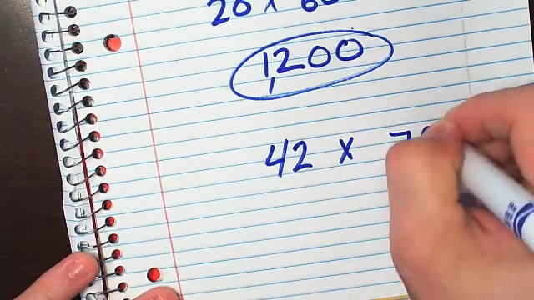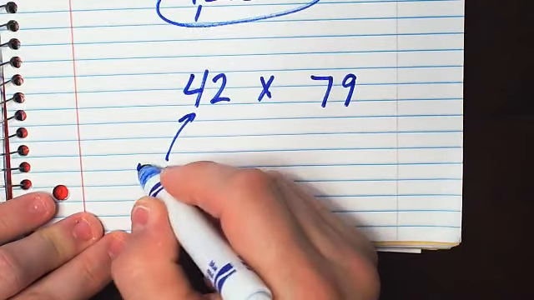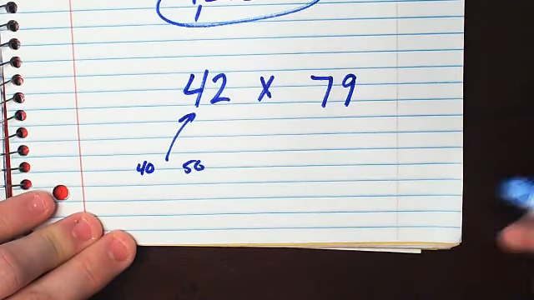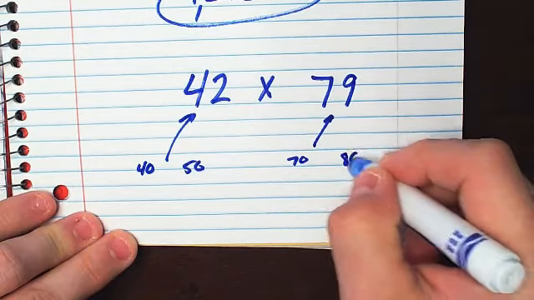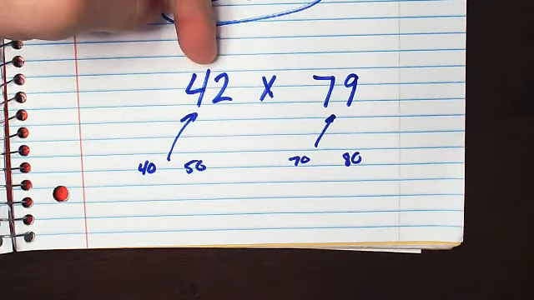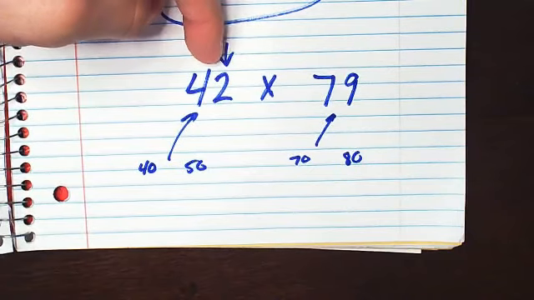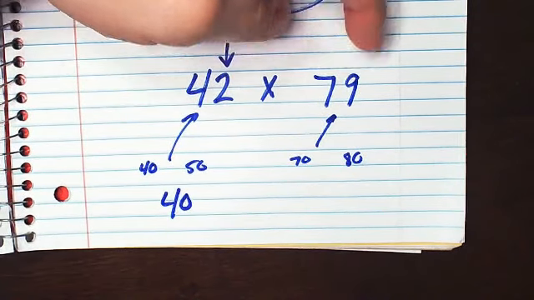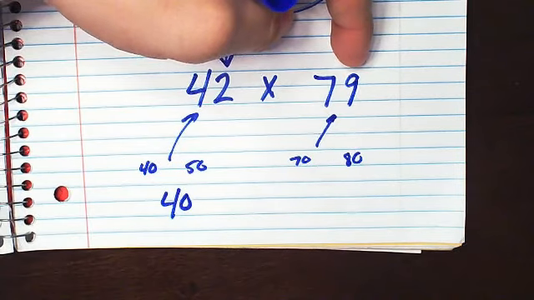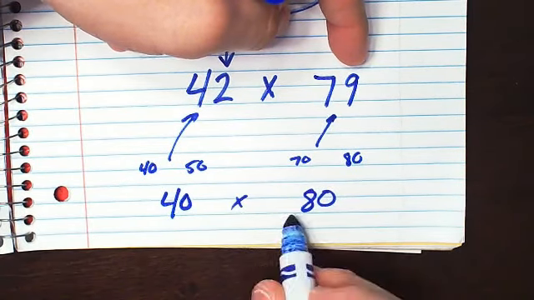Alright, let me do one more of those. Let's try 42 times 79. Once again, it's either close to 40 or it's close to 50. This one's either close to 70 or it's close to 80. Well, look at this. Remember, the rule is if the second number is 5 or more, it gets bigger. That is not 5 or more, so this is going to round to 40.